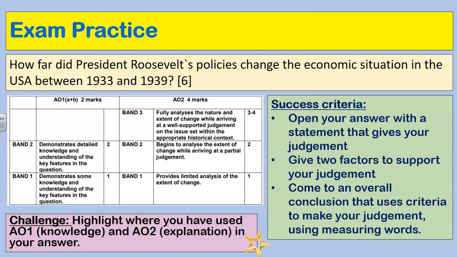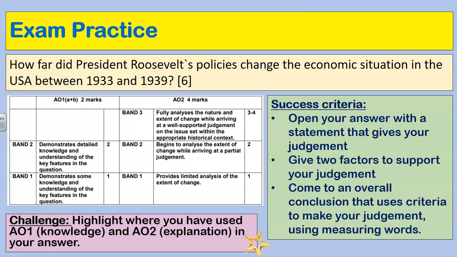Okay, so your final task today is a bit of exam practice. So you need to be thinking about how far Roosevelt's policies changed the economic situation in the USA between 1933 and 1939. So you can use any of the information from this New Deal onwards. So you're including the alphabet agencies, you're including the second New Deal. You can think about the impact of that as well.